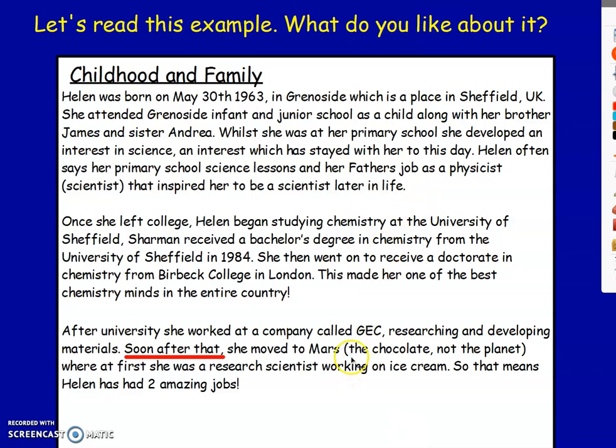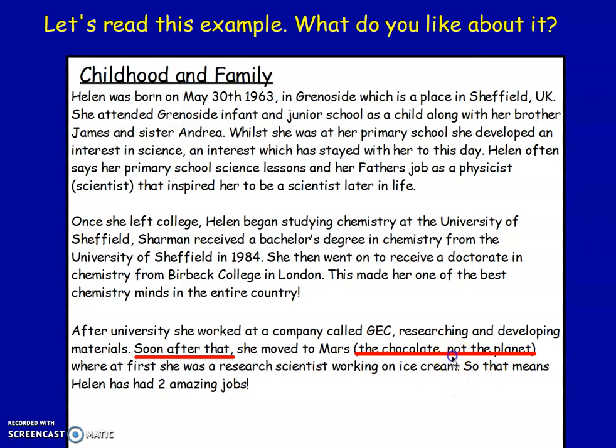So I've tried to have a bit of a joke with the reader there, and I've put in some parentheses by adding information to make sure that they know that she's working at a company and not, in fact, living on the red planet Mars. Where at first she was a research scientist working on ice cream. So that means Helen's had two amazing jobs. She got to work with ice cream. I would imagine there's a few children in year 5 whose ideal job will be working with ice cream. Okay, that's some brilliant ideas.